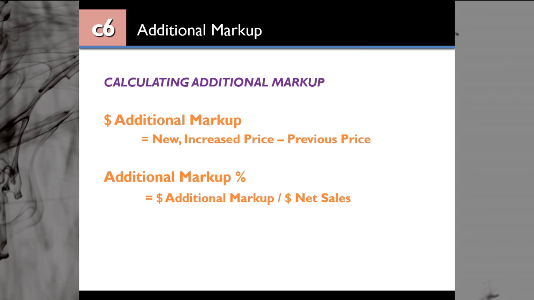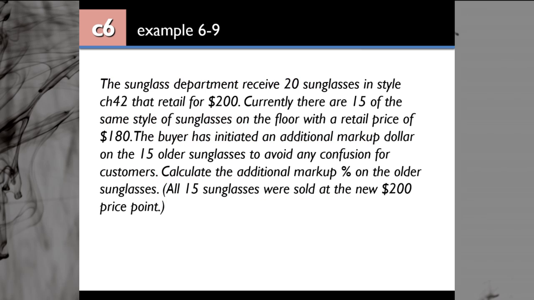And let's look at how you can calculate this additional markup. You can calculate both the dollar amount and the percentage. So your dollar additional markup will be your new price minus previous price. And your additional markup percent is going to be your dollar additional markup divided by dollar net sales. And here is the example.